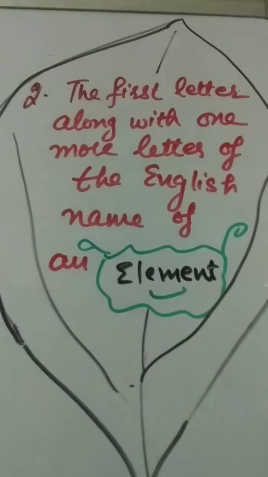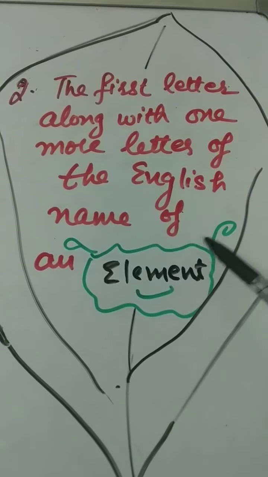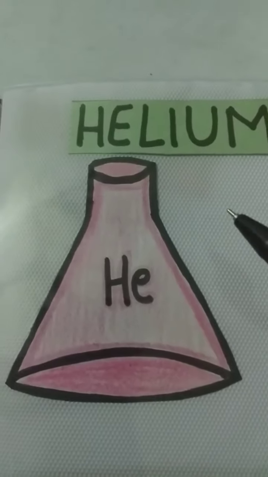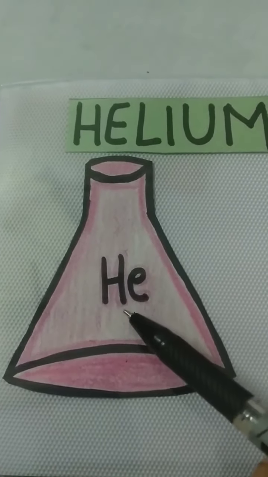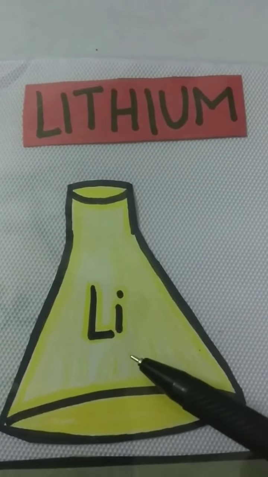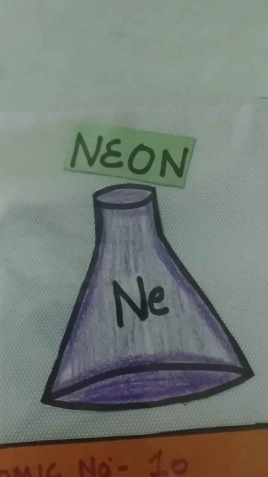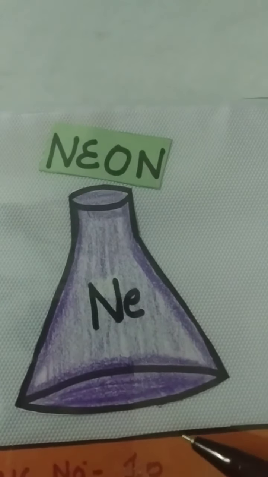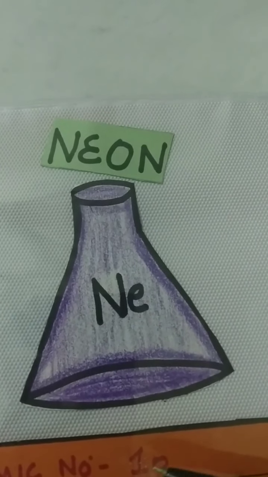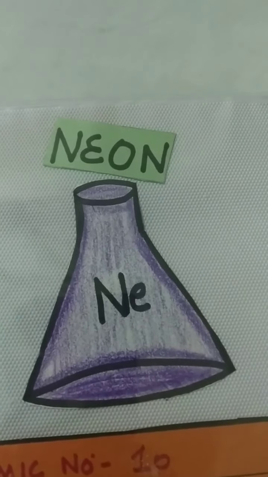Second way, the first letter along with one more letter of the English name of an element. For example, helium, capital H, small e. Lithium, capital L, small i. Beryllium, capital B, small e. Similarly, you can find more elements whose symbols are derived from the first letter along with one more letter of the English name of an element.